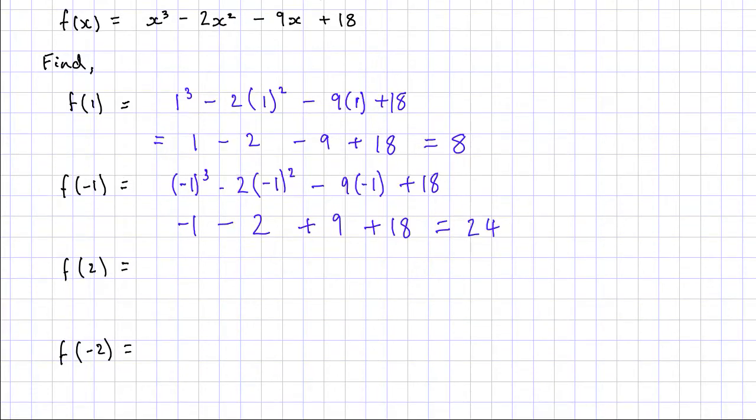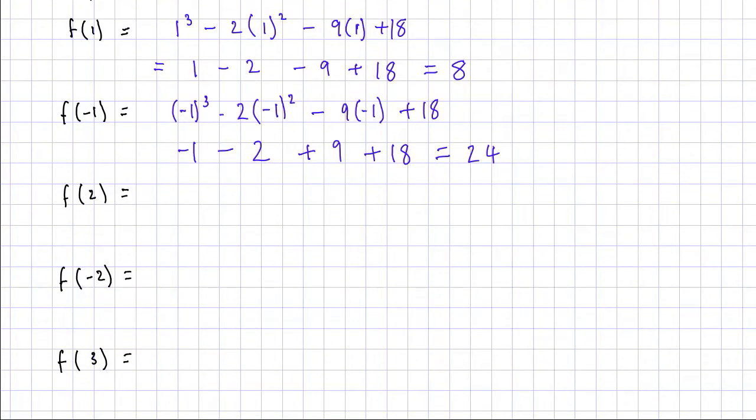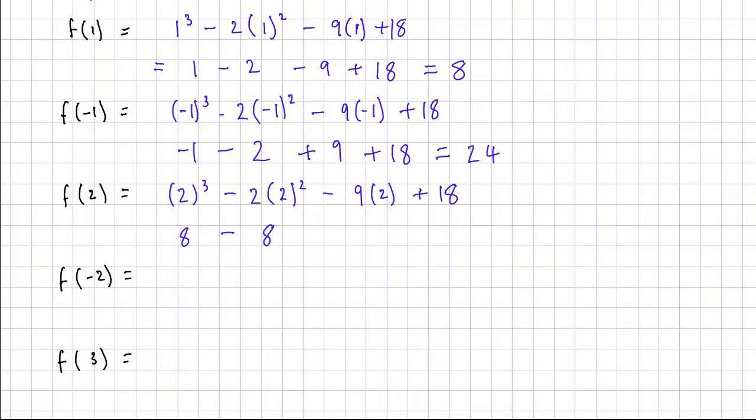Okay. Now let's try the next one. So when I substitute 2, 2 cubed minus 2 times 2 squared take away 9 times 2 plus 18. So 2 cubed is 8. Take away 2 squared is 4. 2 times 4 is 8. Then I have take away 9 times 2 is 18. And I have add 18. Now I can see that this is going to give me 8 take away 8, which is 0. And then I have minus 18, add 18, which is 0. So this is going to give me 0.